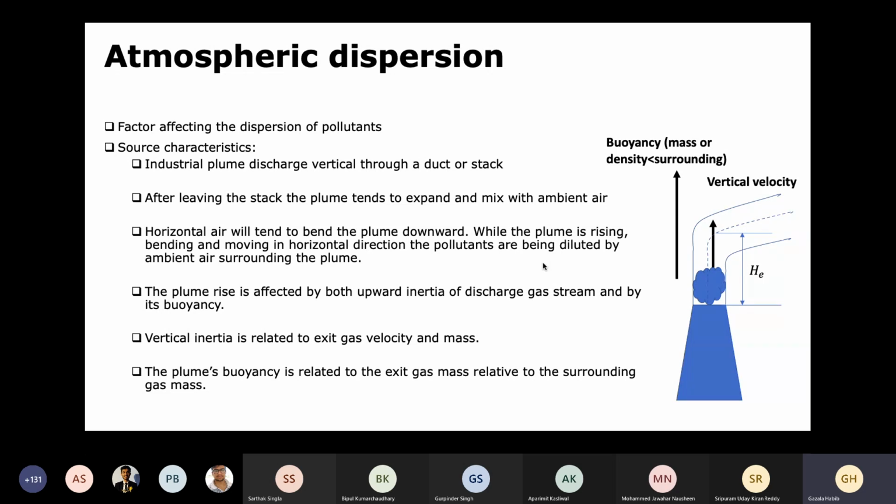Now, having said that, we need to know how this dispersion model works. Before that, we just go through some of the factors.